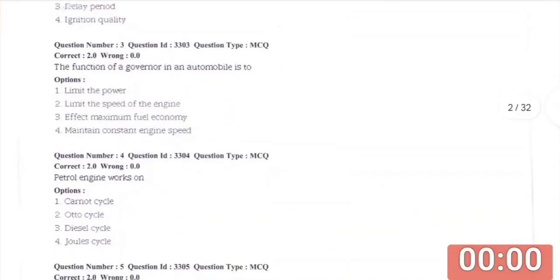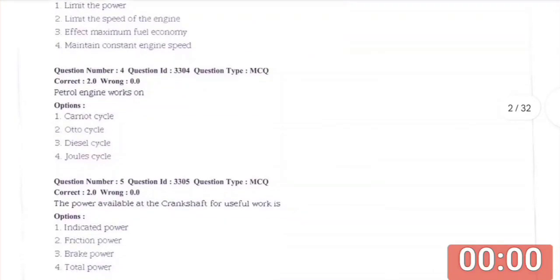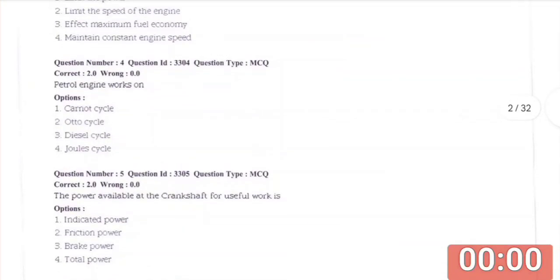Let's move to question 5. Question number 5. The power available at the crankshaft for useful work is: option 1, indicated power; option 2, friction power; option 3, brake power; option 4, total power. Answer is option 3, brake power.